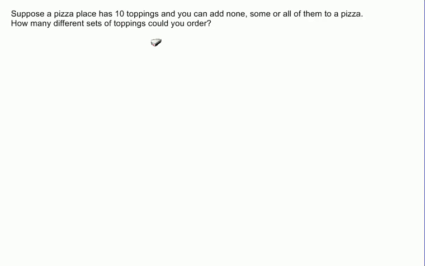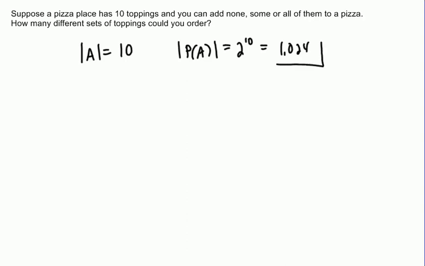Well, we basically told you that there's a set of toppings. The cardinality of that set of toppings is 10. Now I'm using A for the set of toppings. Maybe I should have used T, but we'll just stick with it here. So then what's the cardinality of the power set of A? Well, it would just be 2 to the 10, which would be 1,024. And that's the number of different ways you could order a pizza if you could choose up to 10 toppings.